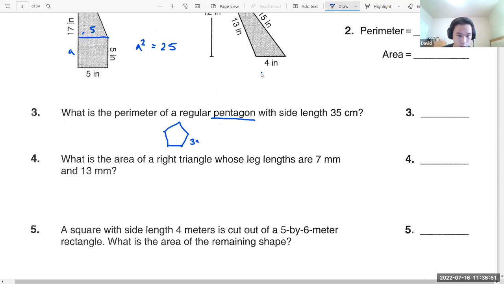Pretty straightforward. One side is 35 centimeters. So if you go around the pentagon, we have five sides. And that's exactly what the perimeter is. We go around the exterior length of the shape. So 35 times 5, let's take a look. Boom, we get 175. So relatively straightforward. CM, gotta make sure to remember your units. Otherwise you could be talking about 175 giraffes and that wouldn't make sense.